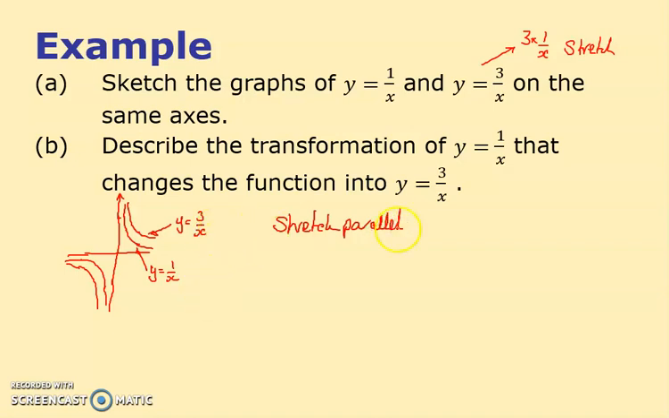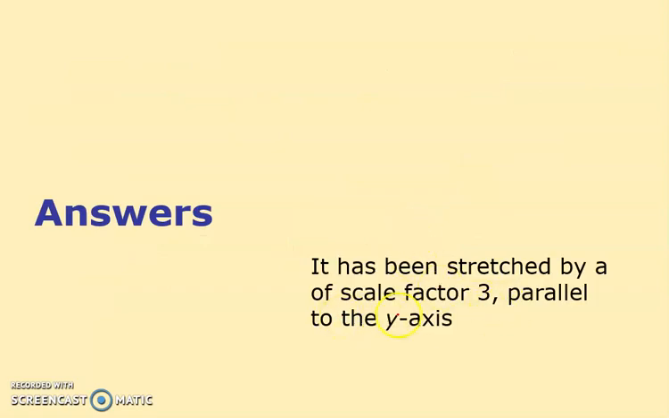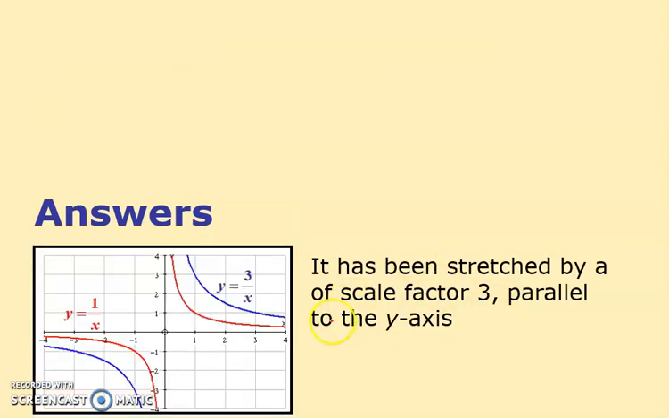That goes up and down, so therefore it's the y-axis, but we write parallel to the y-axis. It's just the way we're expected to write it. By a scale factor. And the scale factor is 3, because it's 3 times bigger. So that's my answer. Let's see what it says. Stretched by a scale factor of 3, parallel to the y-axis. And that was the posh graph.